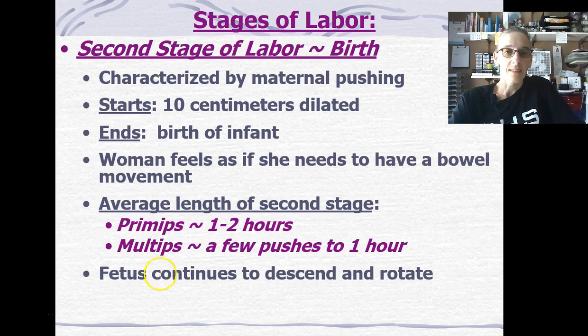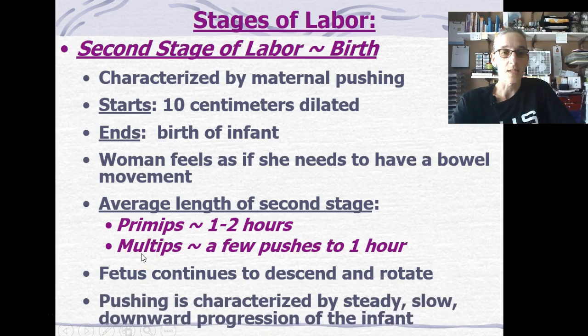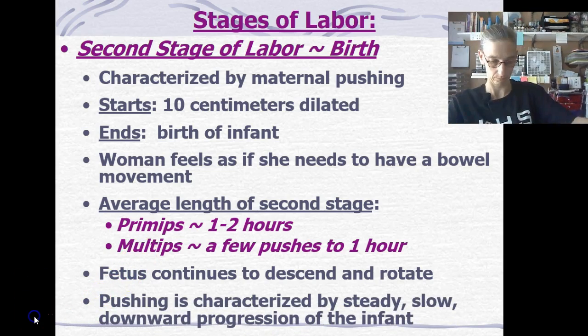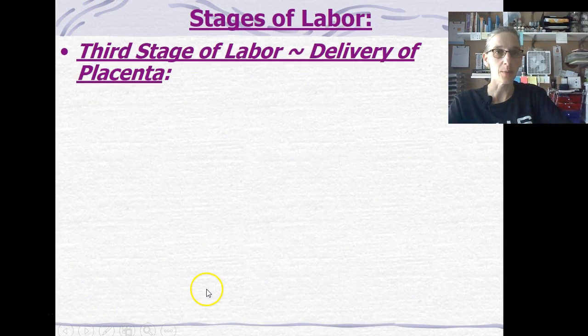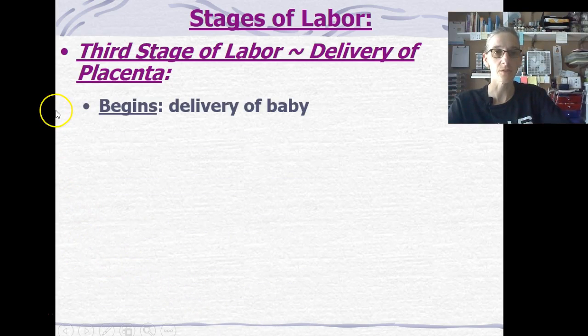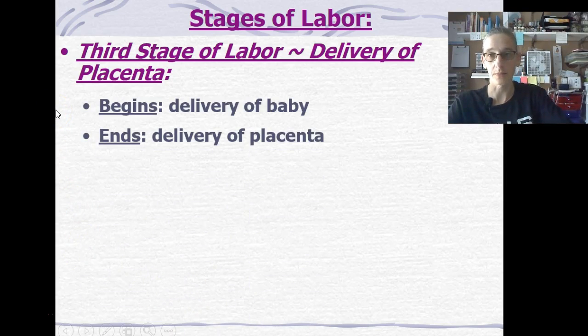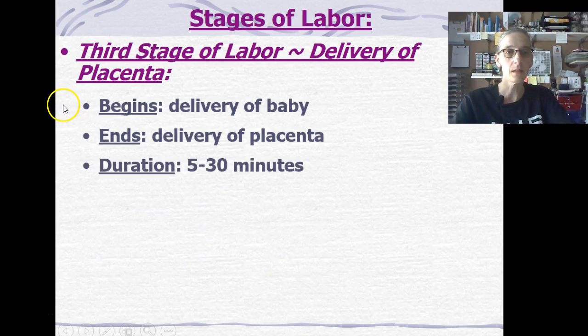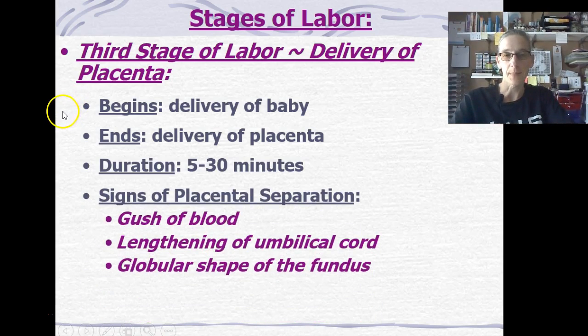The average length of the second stage for primips is 1 to 2 hours, and multips a few pushes to an hour. And the fetus continues to descend and rotate down, and pushing is characterized by a steady, slow downward progression. All right, so we've got the third stage of labor here. That's delivery of the placenta. It begins after delivery of the baby and ends with the delivery of the placenta. The duration is 5 to 30 minutes.